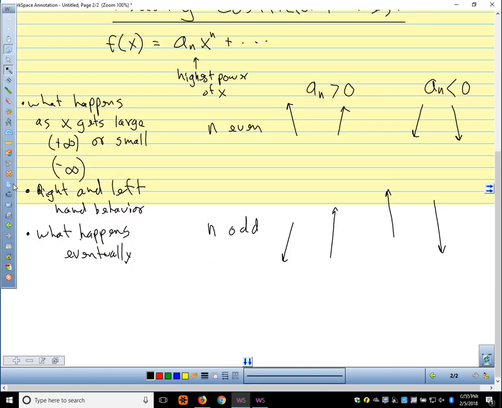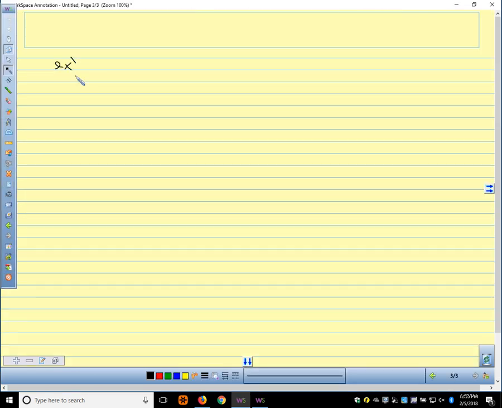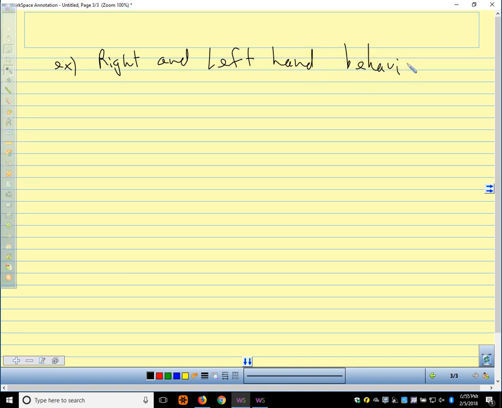So for example, the right and left-hand behavior of minus x to the fourth plus 7x to the third minus 14x minus 9.